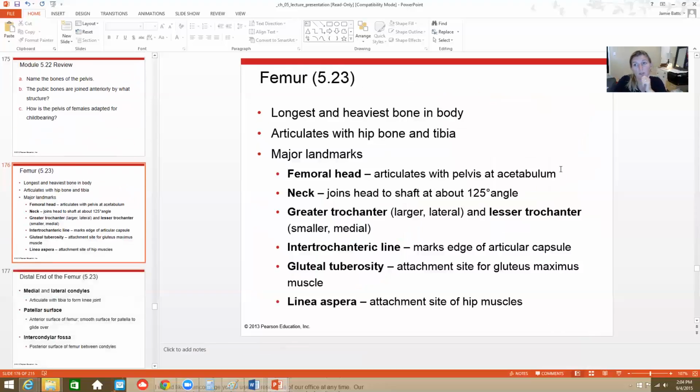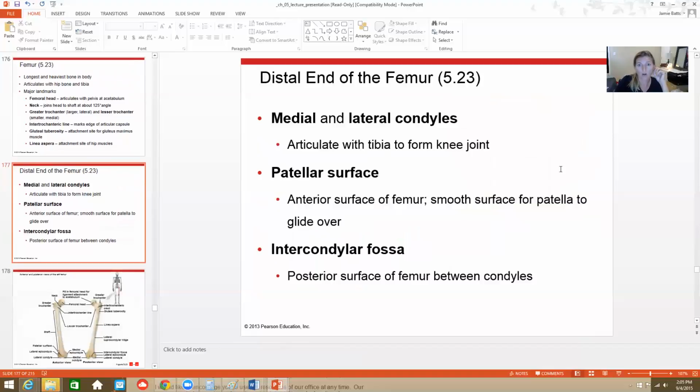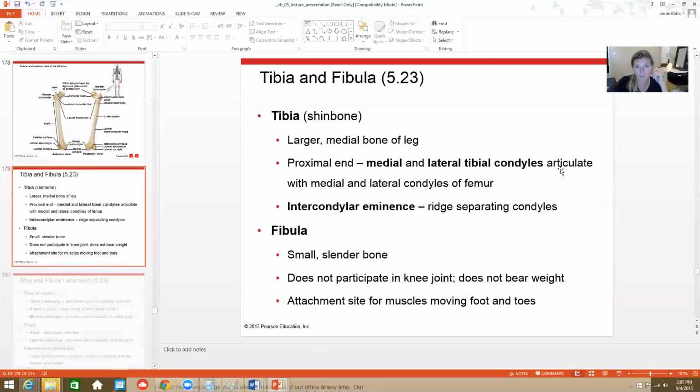So moving on to the lower body, again, you need to know the bones, but do you need to know all of the specific parts? No. Should you be familiar with the fact that the femur has a head, a neck, a trochanter? Yes. But do you have to know all the names? No. So here are the parts of the distal end of the femur. Again, it has condyles, it has a patellar surface. I'm not going to give you a diagram asking you to label anything.